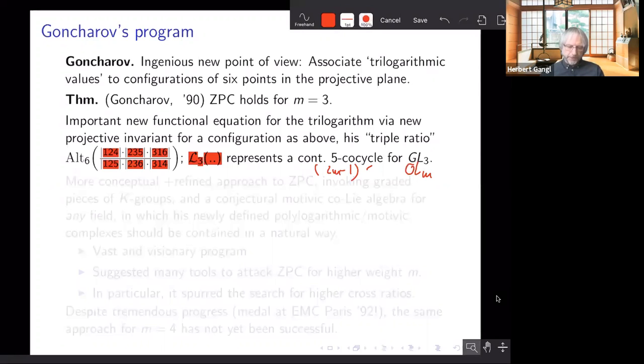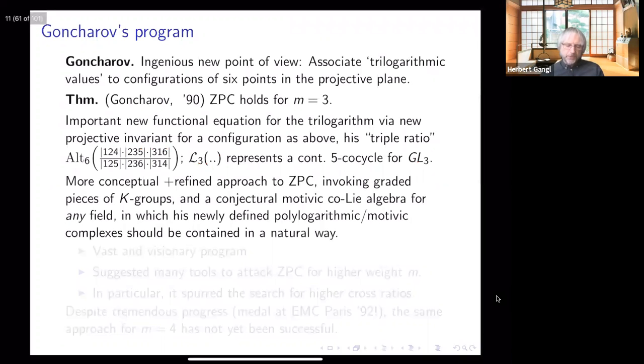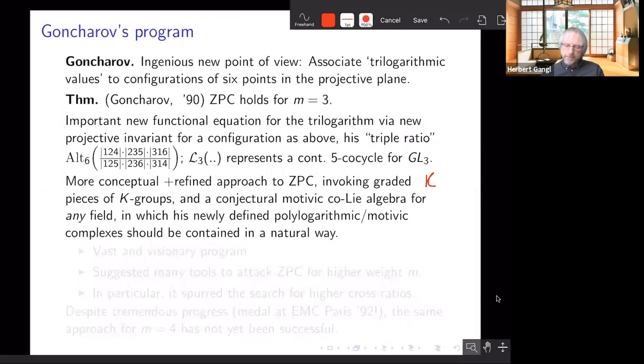But unfortunately, it's not as simple as that in general. So a more conceptual way that Goncharov proposed, and it was just as well more detailed, more refined. He not only looked at K groups, but he took what are called the graded pieces, the Adams grading. So there we, for instance, like in the K3 indecomposable, can be identified with what's called K3 upper 2, so the Adams graded piece there.